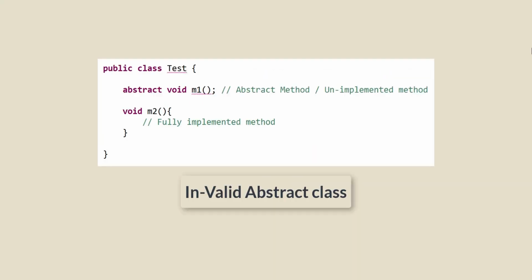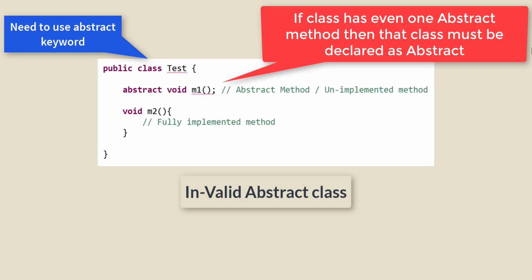In the second example, I have just created public class test. Inside that class, I have added the abstract void m1 method. Now I have not declared this class as abstract. I have directly written public class test. Okay, I haven't used any abstract keyword. So this time you will get an error because the class must be abstract if it has one abstract method. Okay, a normal class, if it has one abstract method, then we must declare that class as abstract. Otherwise, you will get a compile time error.